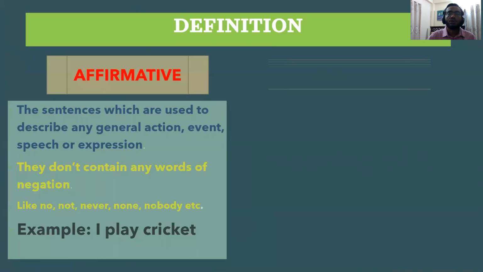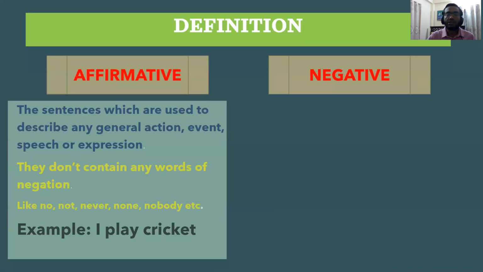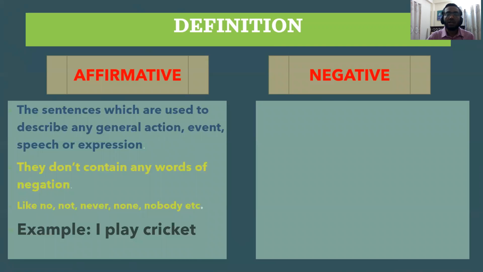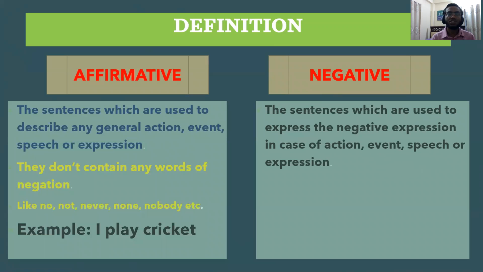Now come to negative sentences. What is a negative sentence? I'm going to give some ideas about it. Number 1, the sentences which are used to express a negative expression in case of action, event, speech, or expression are called negative sentences. Can you understand? So it is just like the opposite of affirmative. In an affirmative sentence there is an affirmative sense, and in a negative sentence we have a negative sense.